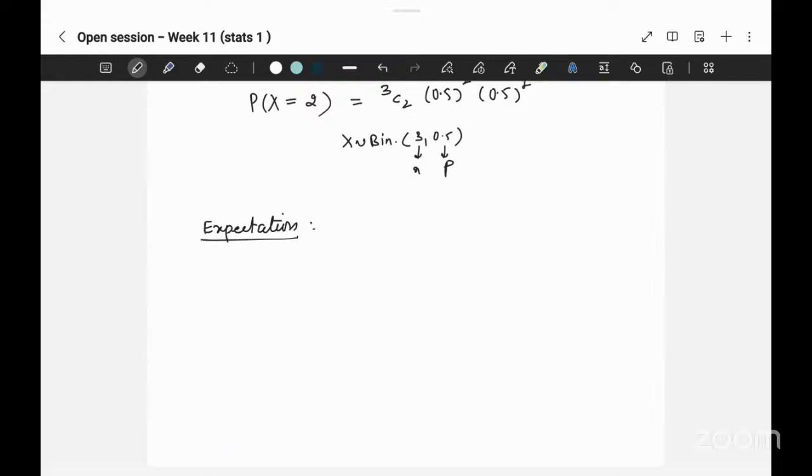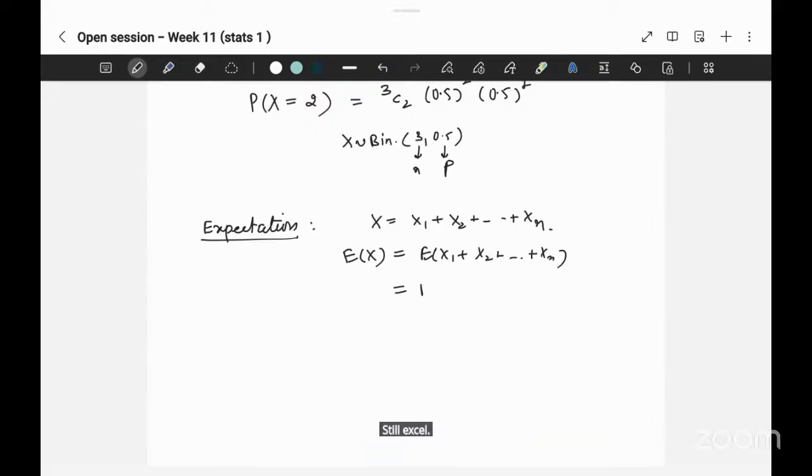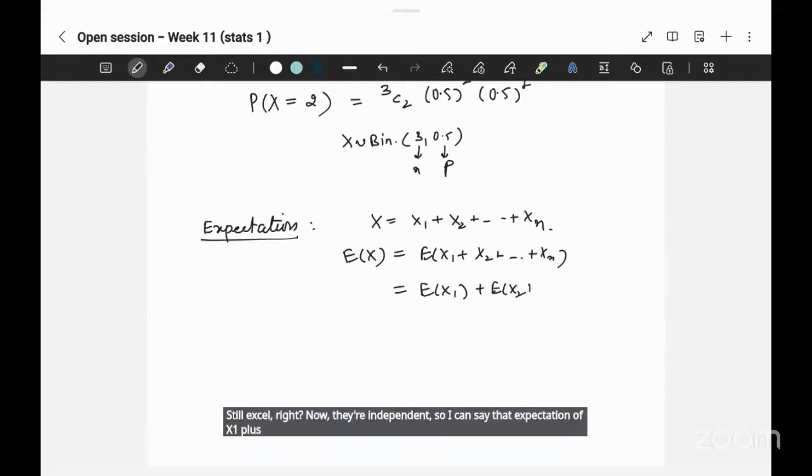Okay, expectation for a binomial. We know that my x is basically the sum of all the successes that are happening in n trials, right? So if I want to calculate the expectation of x, it will be the expectation of x1 plus x2 till xn, right? Now they're independent, so I can say that it will be the expectation of x1 plus the expectation of x2, equal to all the individual expectations, correct?